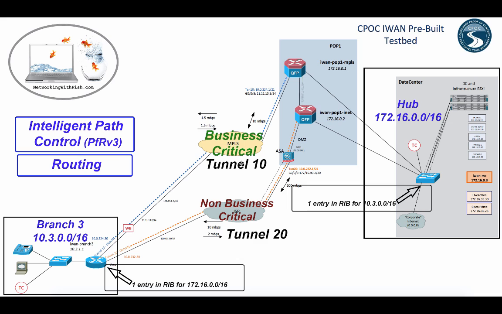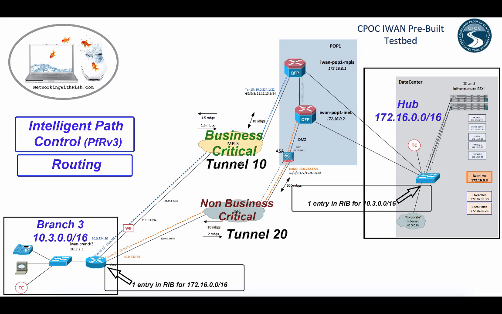So as people are moving to intelligent path control and the IWAN solution, what I am finding is that they're not necessarily jumping to let's go ahead and get rid of that MPLS. It's more a let's put the business critical over the MPLS and let's try to move the non-business critical over to the ISP. Now, how do you do that? Intelligent Path Control, or PFR v3, is going to sit on top of the routing table. What do I mean by that? Well, it's a little bit confusing, right?